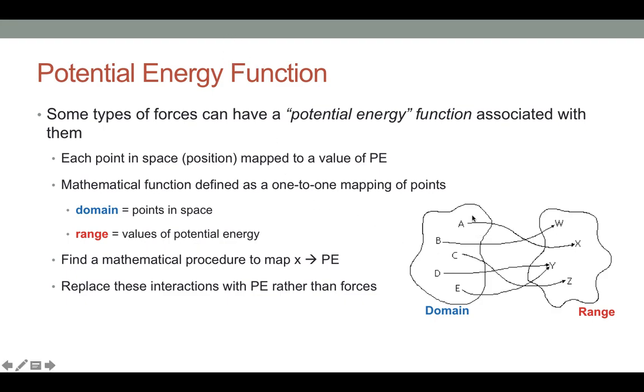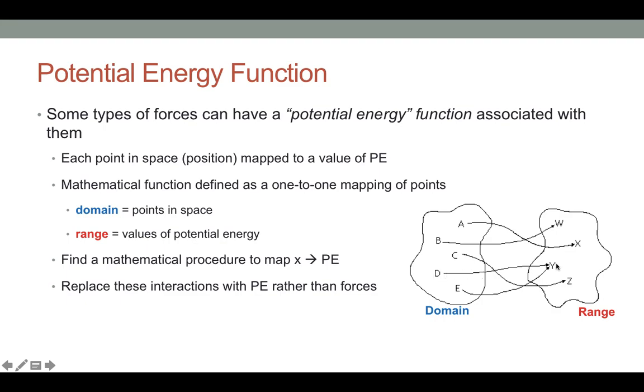So a function in mathematics is defined so that we have a collection of points right here, which we call the domain, and we have another set of points over here, which we call the range, and a function is a one-to-one mapping of points in the domain to points in the range. The key thing about a function is that each point in the domain is mapped to one and only one point in the range. Notice right here I have two different points, D and E, that are both mapped to the same point in the range, Y. That's perfectly fine. What I can't have is the point D mapped to Y as well as X.